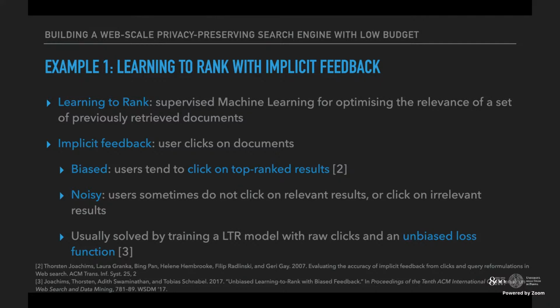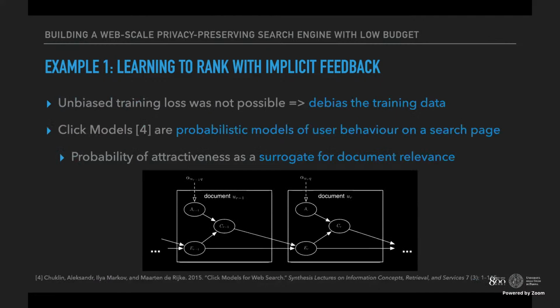This problem is usually solved by training a learning to rank model with the raw clicks, but using an unbiased loss. But we didn't do this because we couldn't at the time. So our solution was, instead of debiasing the training, debiasing the data.